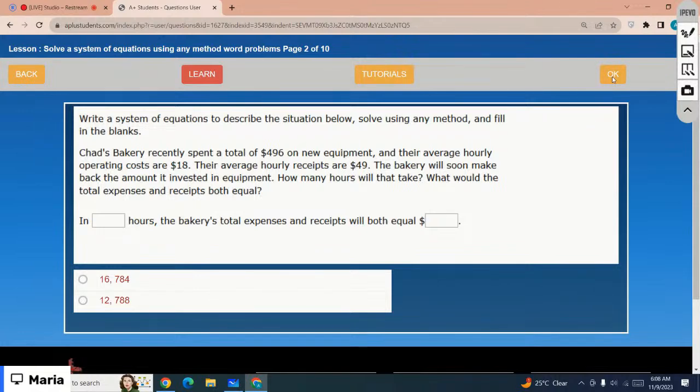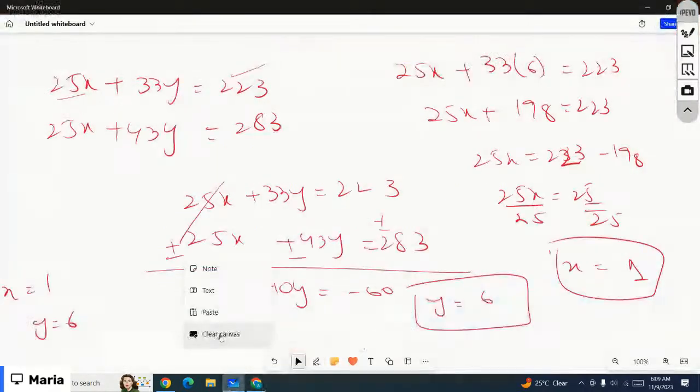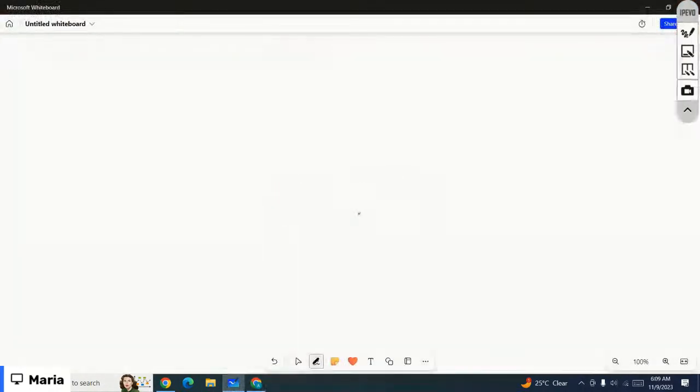How would the total expenses and receipts both be equal? So, you have to write down the equations first, right? Okay, Shad's Bakery recently spent a total of $496 on new equipment, and their average hourly operating cost is $18. So equation number 1 is y equals 18x plus 496.